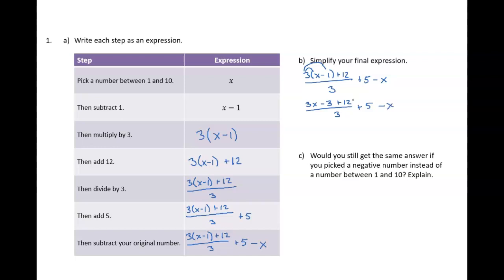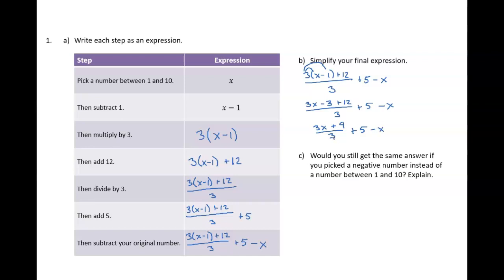But now look, I can simplify this bit. Minus 3 plus 12, let's see, 12 minus 3, that's going to be 9. So 3x plus 9, right? Because we've got a plus 12 minus 3, it's positive 9. All that over 3, plus 5 minus x.